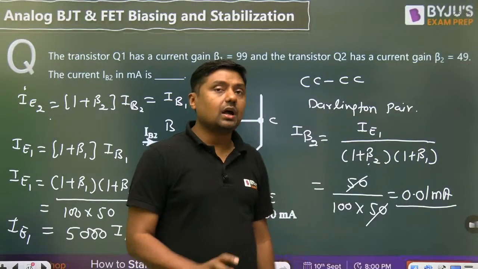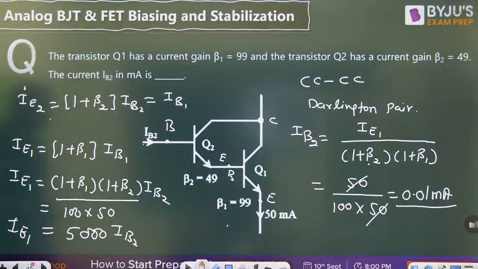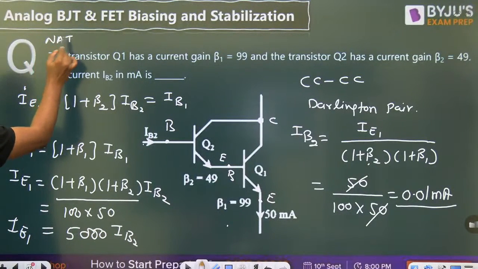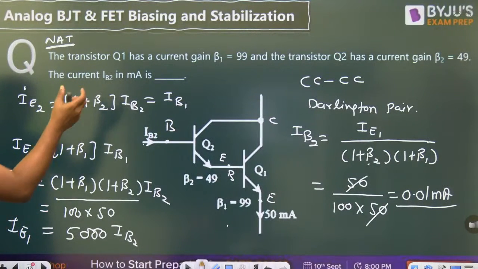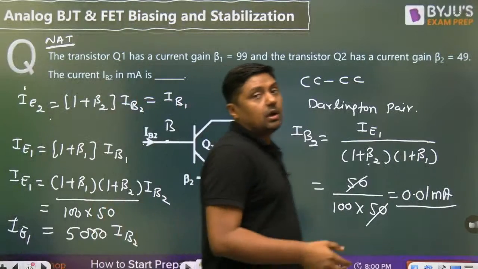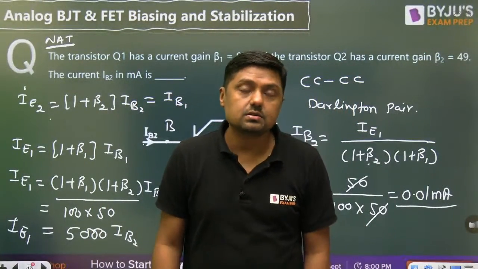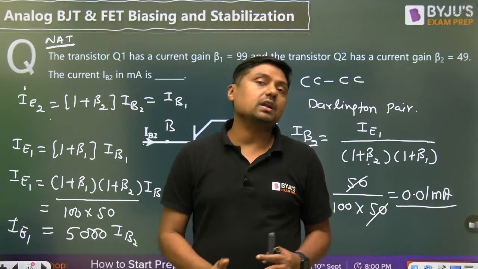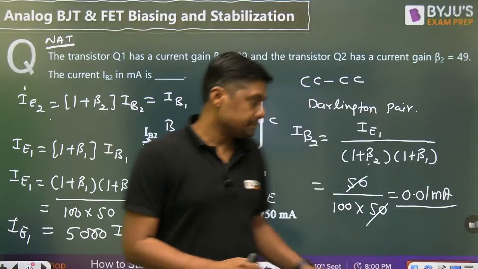We are using the Darlington pair for what? High input resistance. That may be an MSQ. Next time they will ask MSQ. It is a numerical answer type question. In a numerical answer type question, we are getting the answer, but they can attach one or two lines. What is the another name? Super beta transistor. Why are we using it? It has very, very high input resistance. What is this? Common collector followed by common collector. What is the name of this circuit? Darlington pair. Next one.